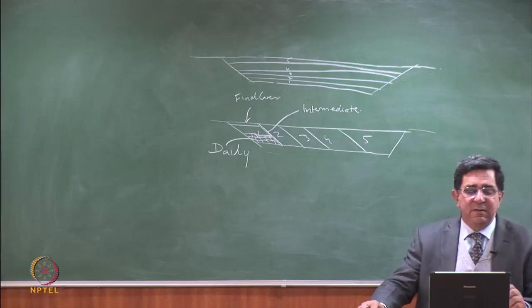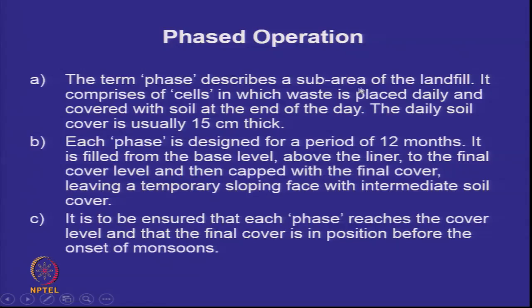So the term phase describes a sub-area of the landfill. It comprises of daily cells and is covered with daily cover. The daily cover is usually 15 centimeters thick. Each phase is designed for a period of 12 months. It is filled from the base level above the liner to the final cover level, and then capped with the final cover, leaving a temporary sloping face with intermediate soil cover.